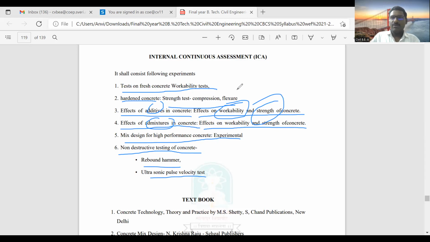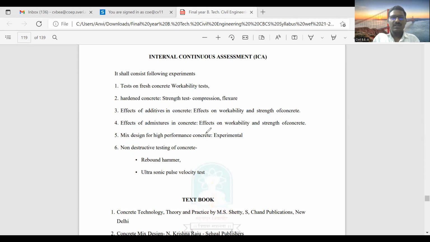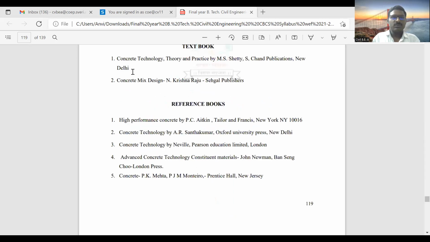So this is related to the laboratory part. Then some textbooks are there. The textbooks are Concrete Technology: Theory and Practice by M.S. Shetty, S. Chand is the publisher for this particular book. So you have seen this book, I think, in concrete technology in second year engineering. Then Concrete Mix Design by N. Krishna Raju is another textbook available in our library also.